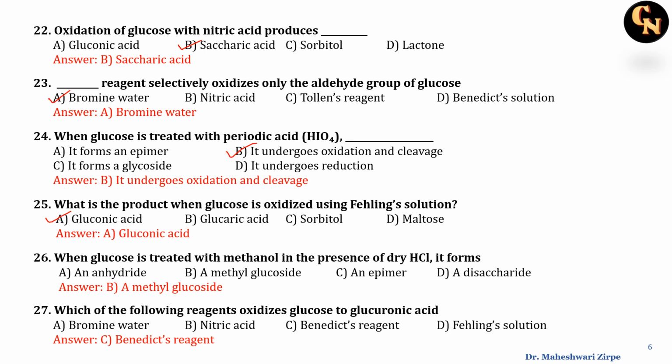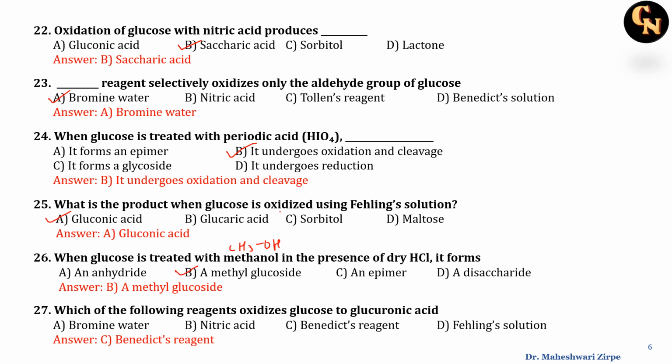Next is, when the glucose is treated with methanol in the presence of dry HCl, it forms dash. So here we are going to react methanol, that is CH3OH group. Okay, here CH3OH group, if you react with glucose, what is the product they are asking? So you will get a methyl glycoside, which is option B. Option B is the correct option.